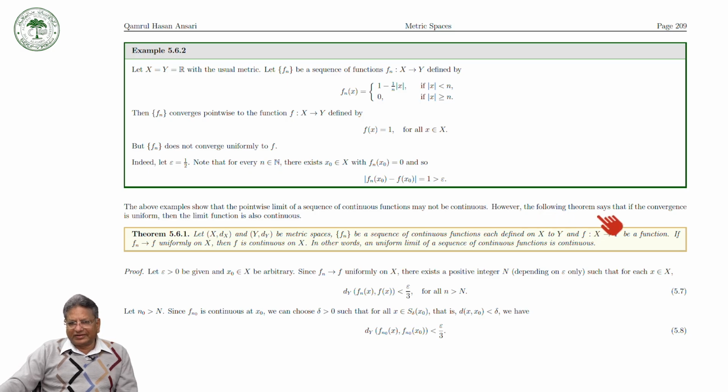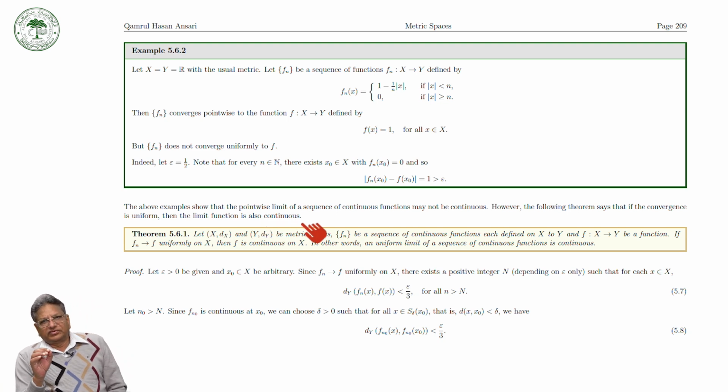However, the following result says that if the convergence is uniform, then the limit function is also continuous. If a sequence of continuous functions converges pointwise, then the limit function is not necessarily continuous. But if a sequence Fn of continuous functions converges to a function f uniformly, then f must be continuous.